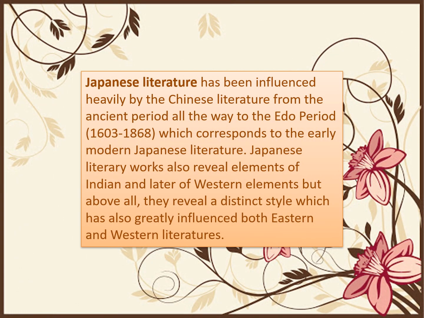Japanese literature has been influenced heavily by Chinese literature from the Asian period all the way to the Edo period, between 1603 and 1868, which corresponds to the early modern Japanese literature. Japanese literary works also reveal elements of Indian and later of Western elements, but above all, they reveal a distinct style which has also greatly influenced both Eastern and Western literature.